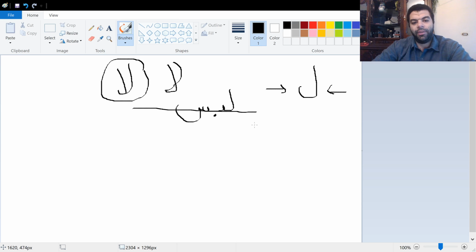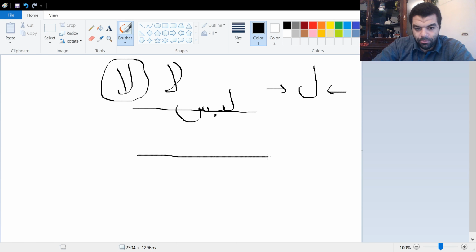So to write the word lazim, which means must, you would do this there, la, alif is not connected, of course. And then zain, which is also not connected from the left. And then meem, which is a circle, and then a tail, like this.